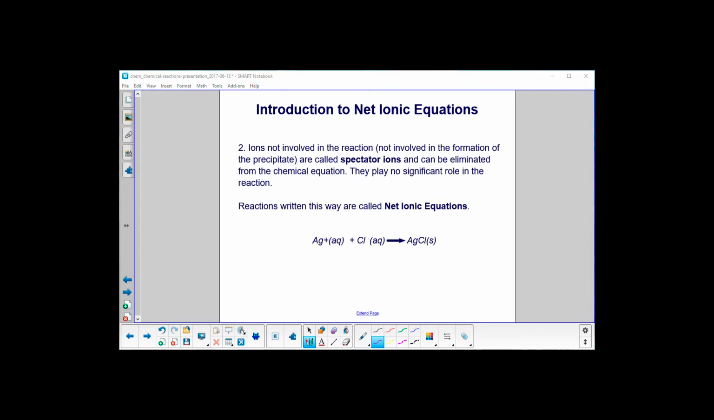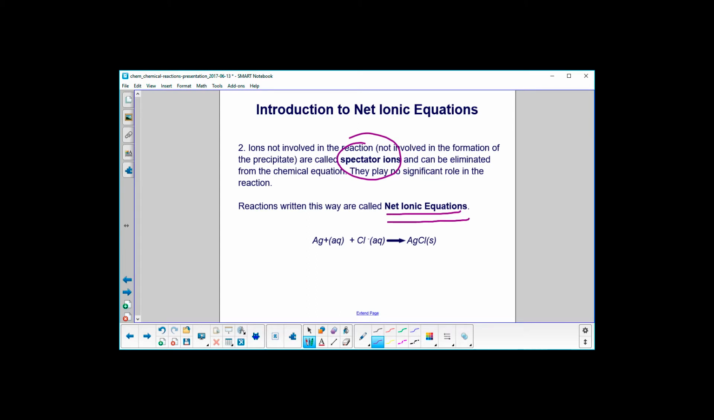Ions that are not involved in the reaction, which means they're not involved in the formation of the precipitate or solid, are called spectator ions. And they can be eliminated from the chemical equation. They play no significant roles, so that's why we're just getting rid of them. Reactions written in this way are called net ionic equations.